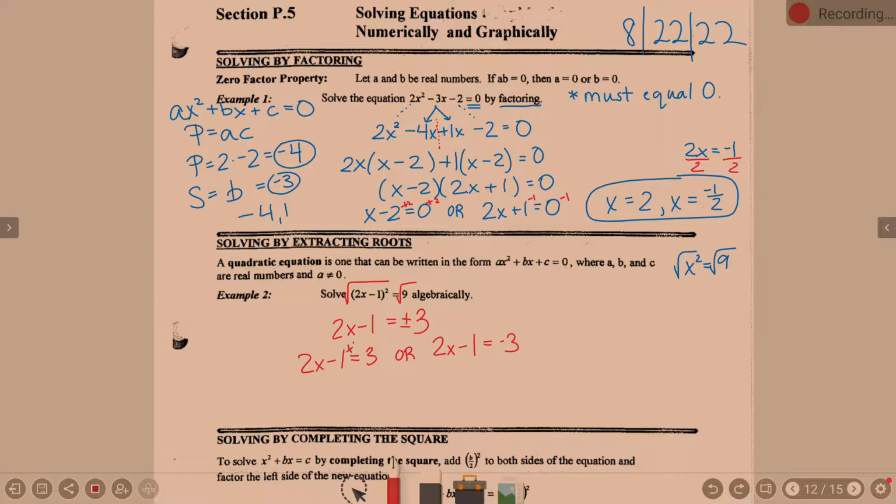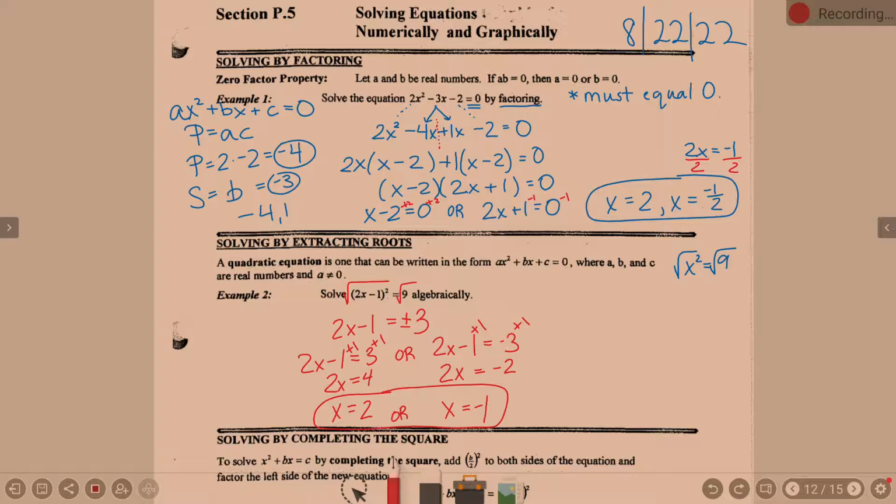Okay, so 2x minus 1, we're going to add 1. I'm going to get 2x equals 4. So x equals 2 on that one. I'm going to add 1 over here. Negative 3 plus 1 is negative 2. Divide by 2. Answers of 2 and negative 1. That's what I got. Okay. I thought it was 6.